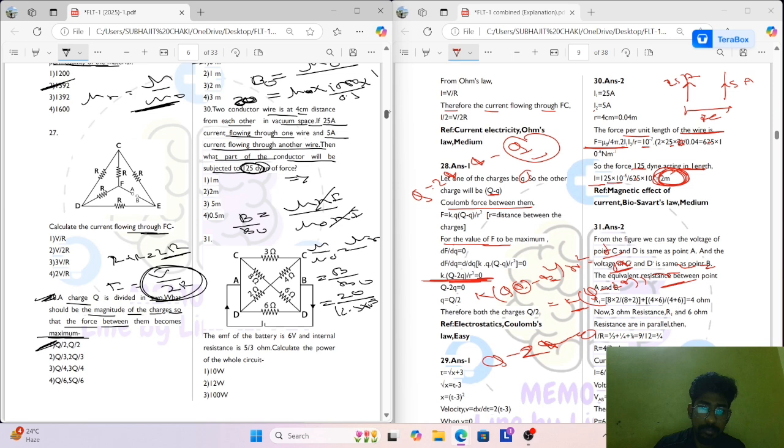Total power of the circuit is given by I, you have to calculate 4 by 3 and 5 by 3. I equals E, here E is 6, R is 4 by 3 plus 5 by 3. Okay, 6 divided by 9 by 3 means 3, that means I equals 2 ampere. Therefore power will be equal to I into V.